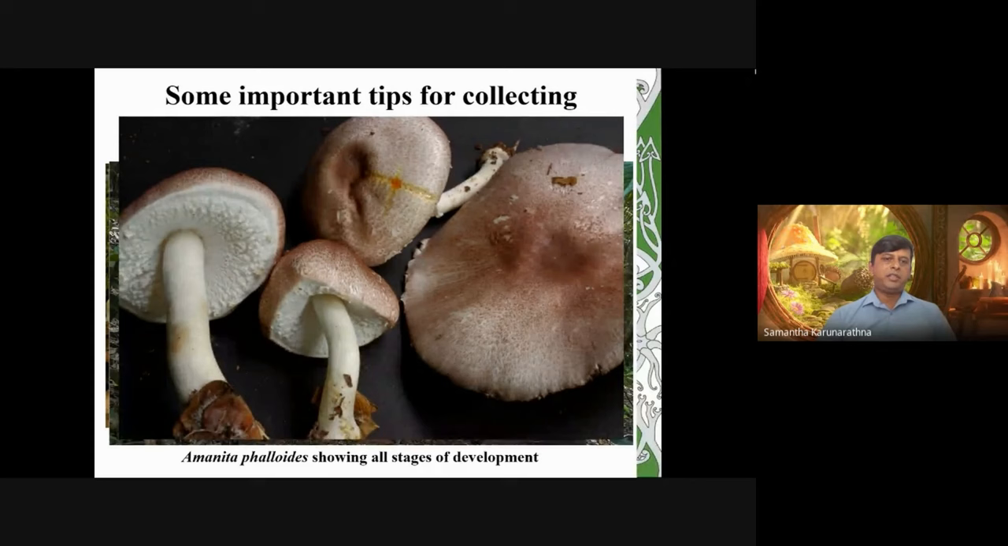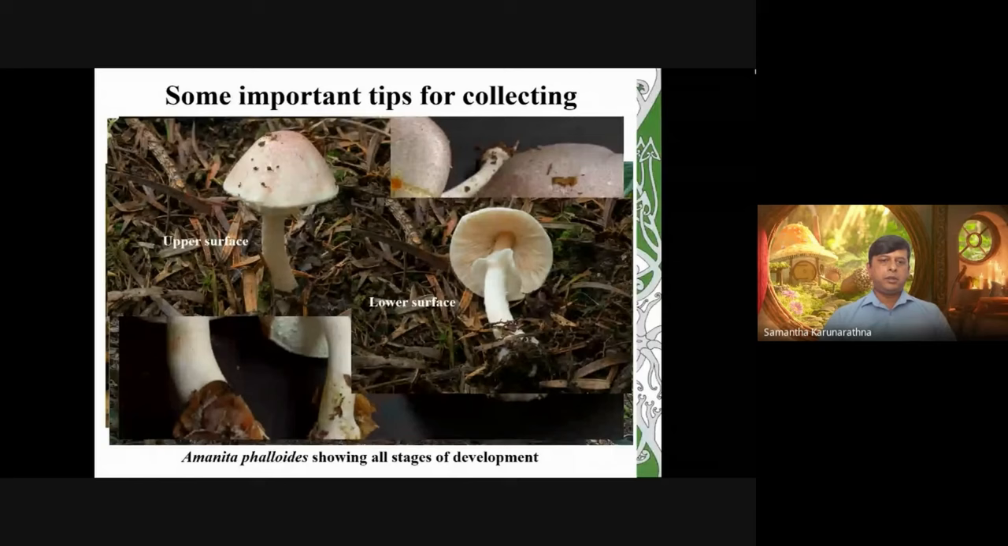So in this picture also, you can see Agaricus subrufescens. As you can see, both upper and lower sides can be seen in this picture. And you can see the details of the ring and details of the cap. Next slide, please. And in this picture also, you can see the upper part and the lower part, the gills and the ring. Next slide, please.